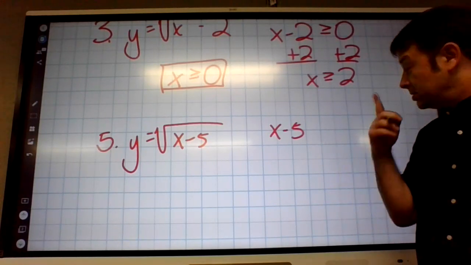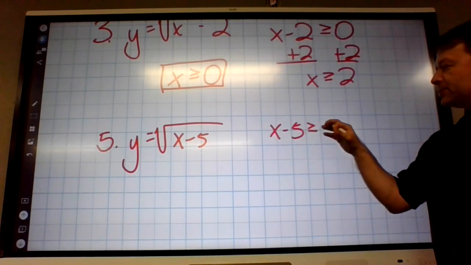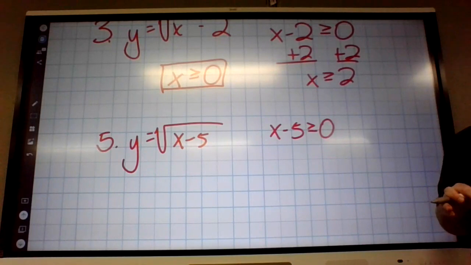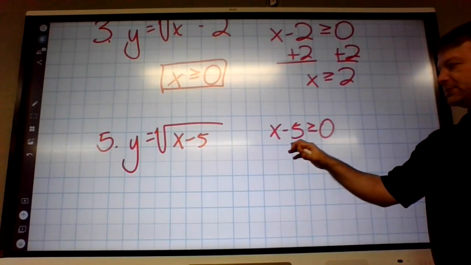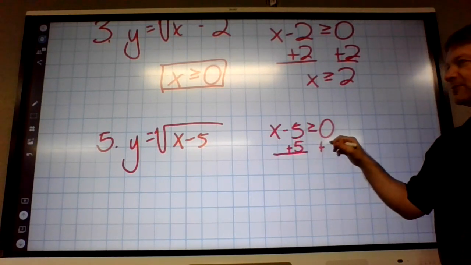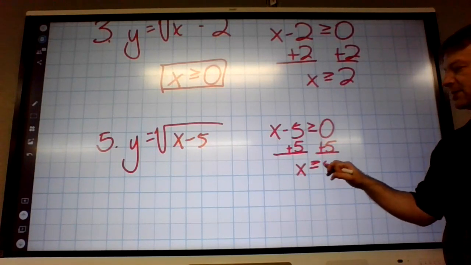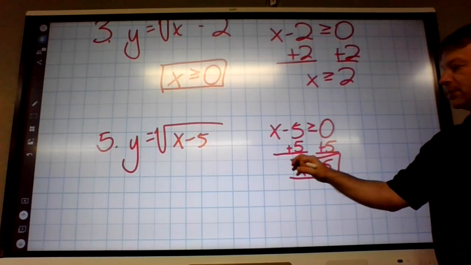Yeah. Okay. So we need x minus 5 to be greater than or equal to 0 because it's all under the square root. How do I solve this for x? How do I get rid of a minus 5? Plus 5. This is basic. So in this case, x would need to be greater than or equal to 5.